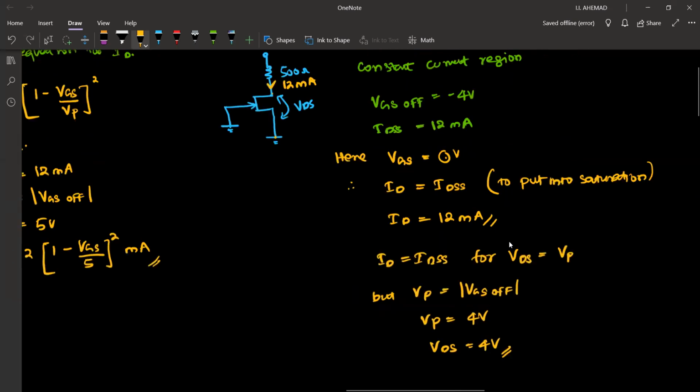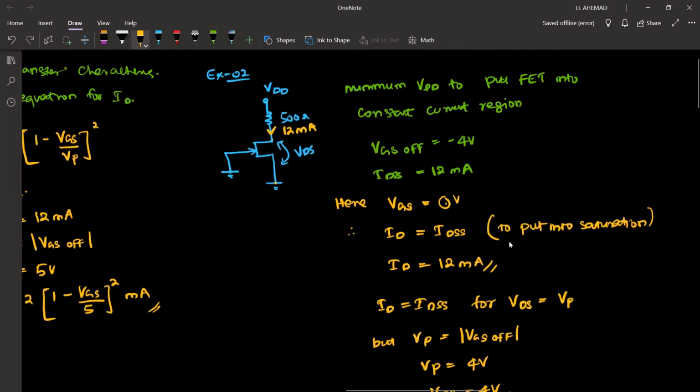Is this idea clear? Or should I go through this once again? Getting this information is important. If you got this information, the final part you can do. Are you clear with this information, how I got it? Or shall I go through it once again?